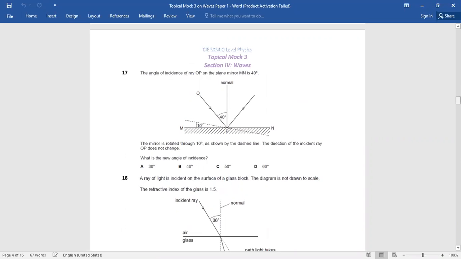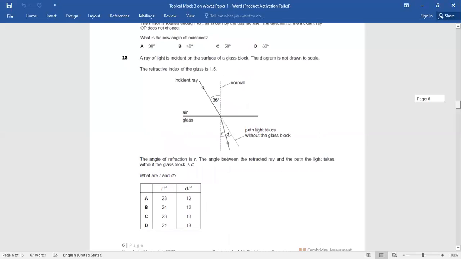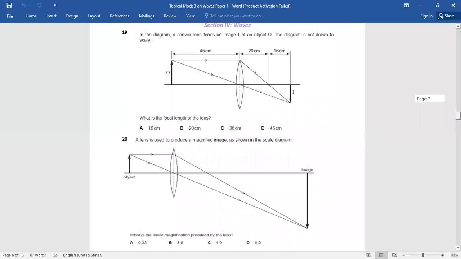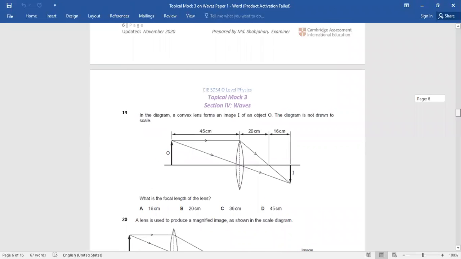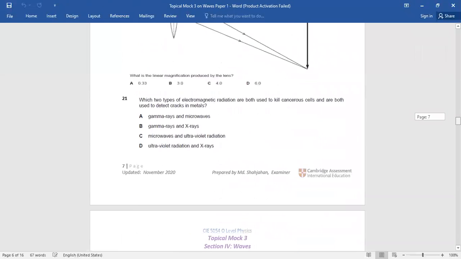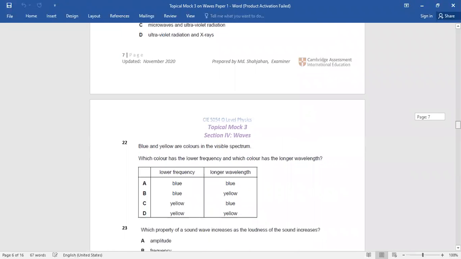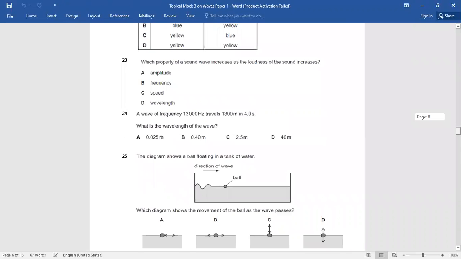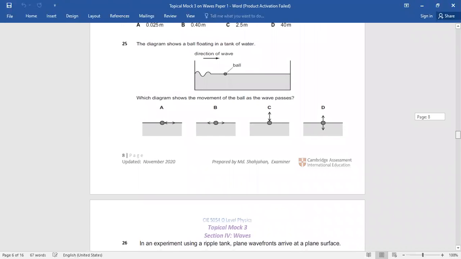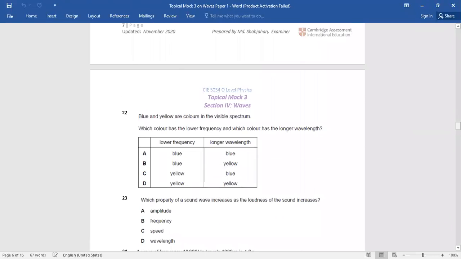So you do Mahmoud sir's mocks. Okay, you also give Mahmoud sir marks. Yes, sir. So now you can see. Yes, sir. So which question?